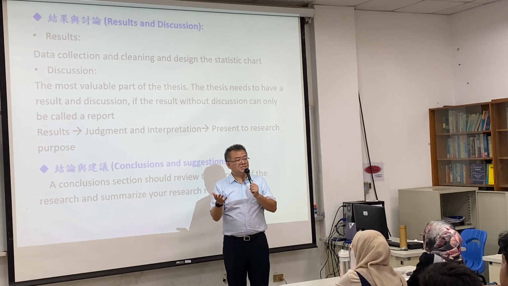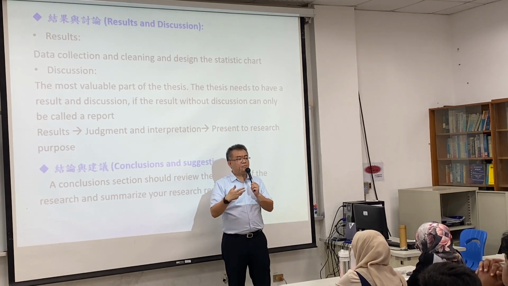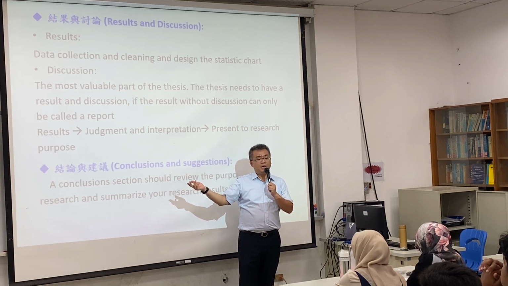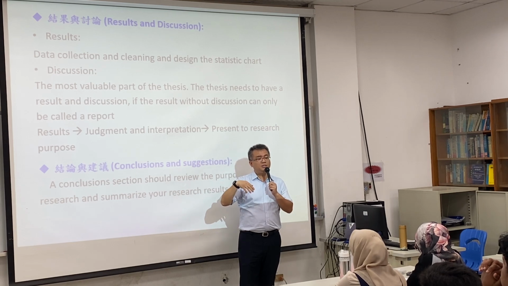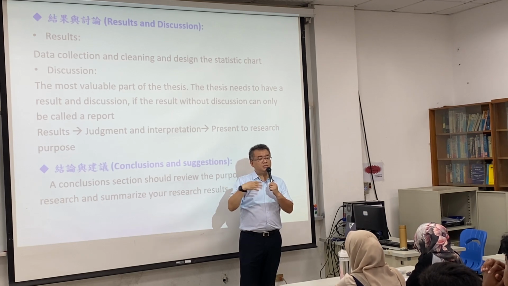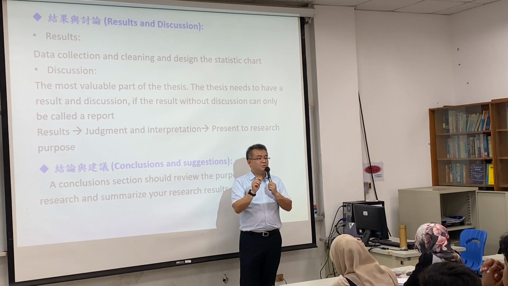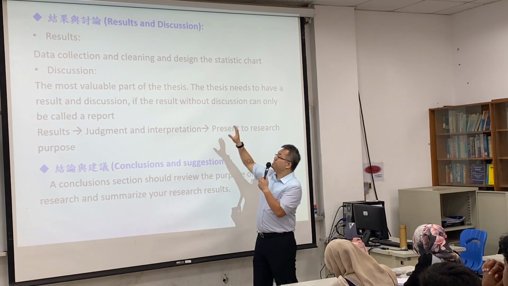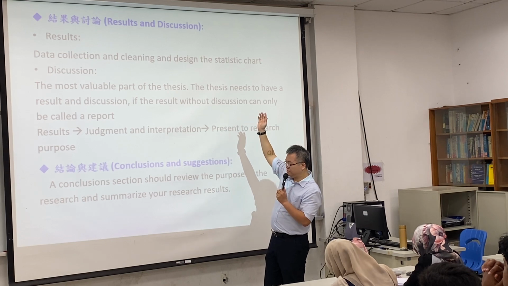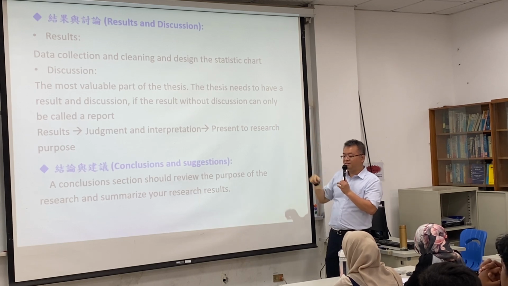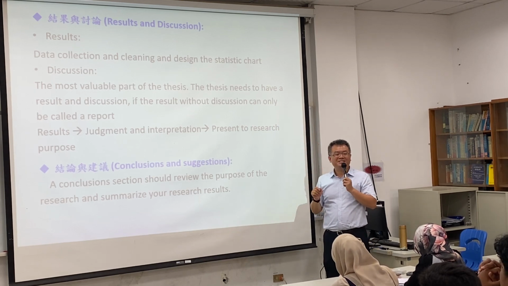How do you discuss the result? For example, you have a result come out, then you read some literature that is related to your research. So you can do some comparison. Then you can write how it is different and why it's different. That's the kind of discussion. This chapter we always call result and discussion, but the content is always only the result. So please don't do that.